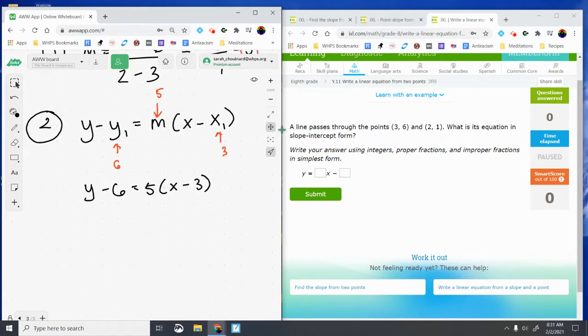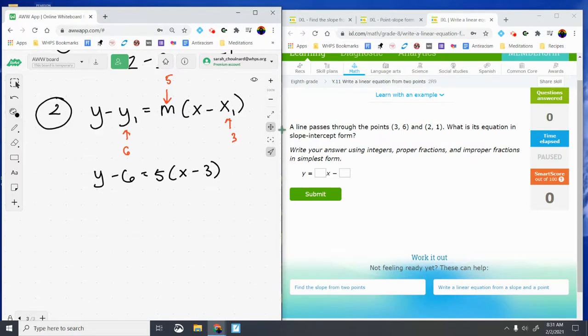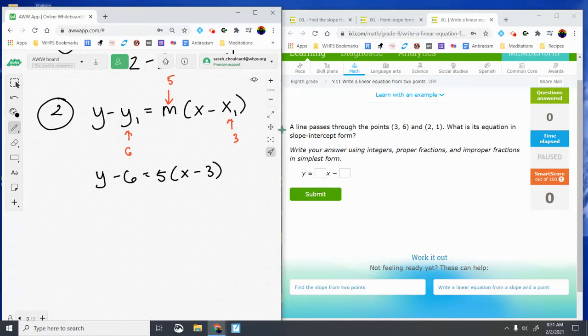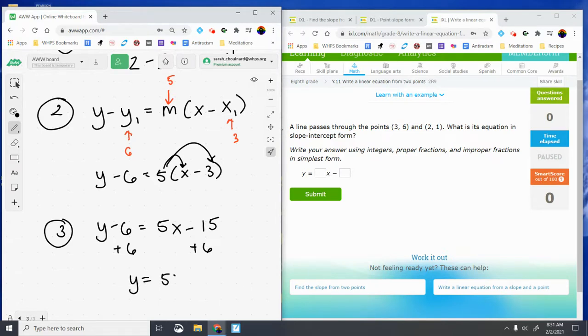And then my last step is to just get it into slope-intercept form. So to do that, I'm going to first distribute the 5. So I get y minus 6 equals 5x minus 15. And then I need to get y by itself, so I add 6 to both sides. So y equals 5x minus 9 is my final answer.